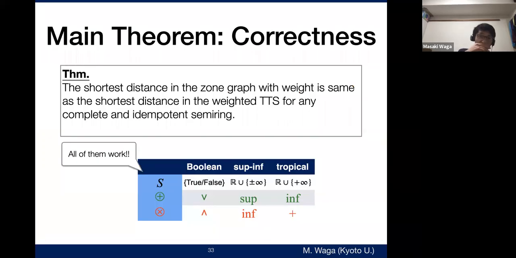And our main theorem is the correctness of this algorithm. In other words, the shortest distance in that finite zone graph with weight is the same as the shortest distance in the weighted timed transition system, which has infinitely many configurations, infinitely many nodes, for any complete and idempotent semirings. So these two conditions are necessary for the semiring, but I don't think they are too restrictive. For example, the Boolean semiring, the supremum semiring, the tropical semiring and some other semirings satisfy these two conditions. This is the main theorem of this work.